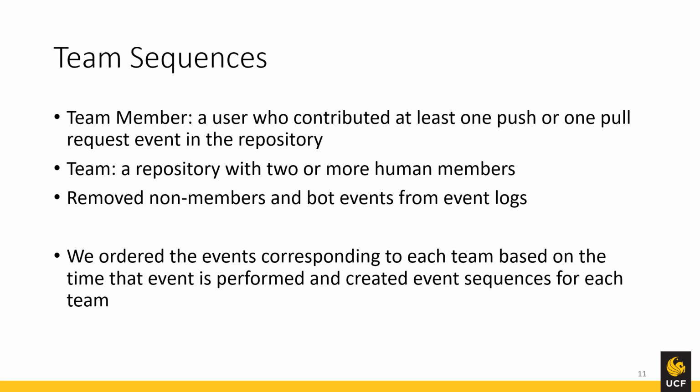We considered a GitHub user team member if they contributed at least one push or one pull request event to the repository. A team is a repository with 2 or more human members. We removed non-members and bot events from the event log. Then we ordered the events corresponding to each team based on the time that event is performed, and created event sequences for each team.